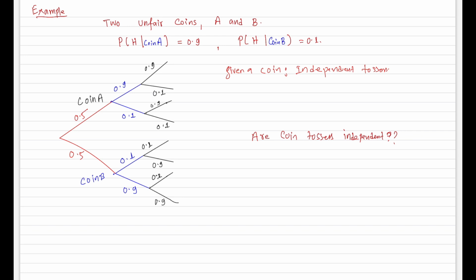So how can we do that? We can find this by comparing the unconditional probabilities and the conditional probabilities. So let me first of all find the probability of this event, that is, the probability that we will get the head on the 11th toss.